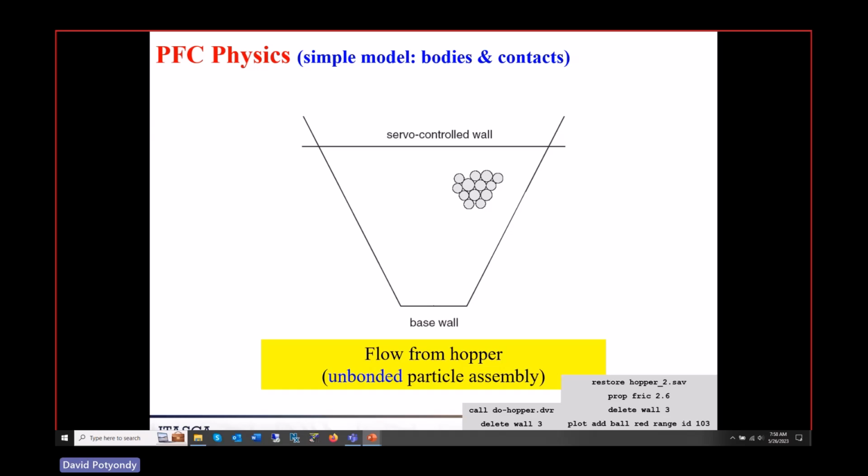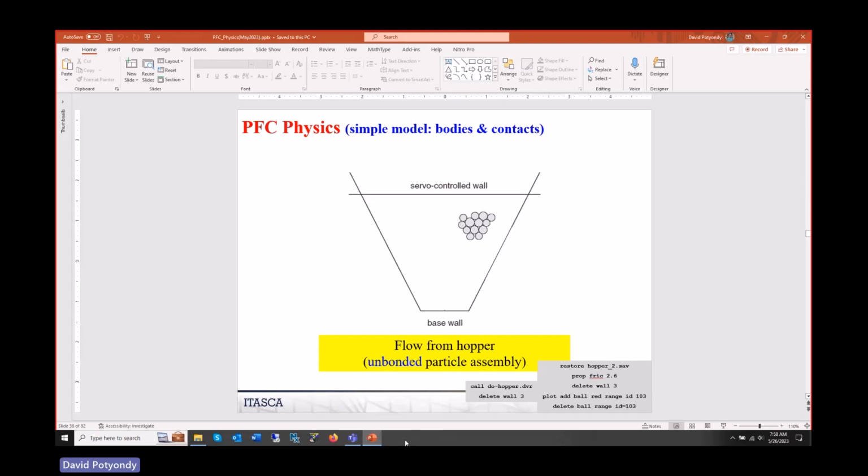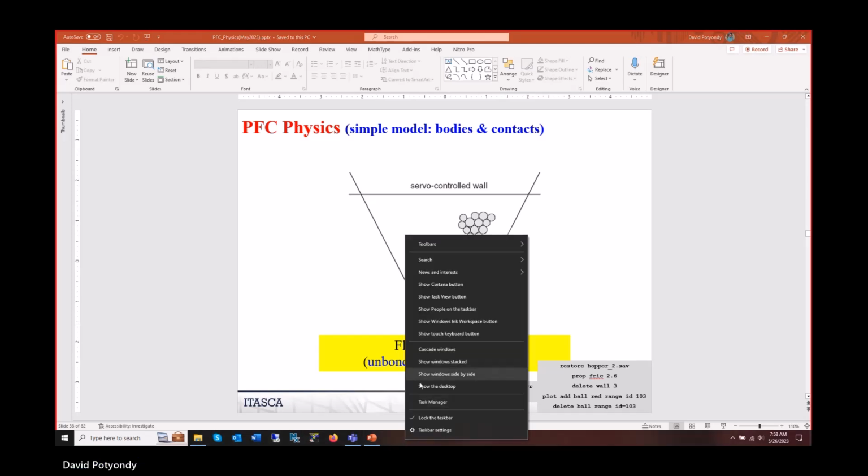We're going to look back now and look again. Now we're going to talk about the granular, linear contact model, bonded. You get different behavior when it's bonded. It can take tension. Let's put that aside for the moment and let's return to granular material. And so we're going to do flow from a hopper unbonded, so called dohopper.dvr. This one's going to look familiar.